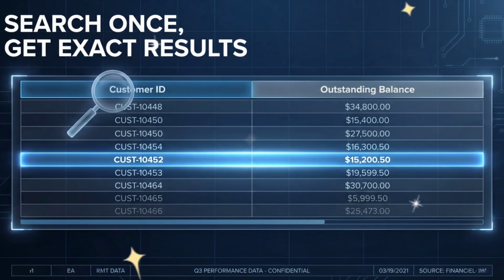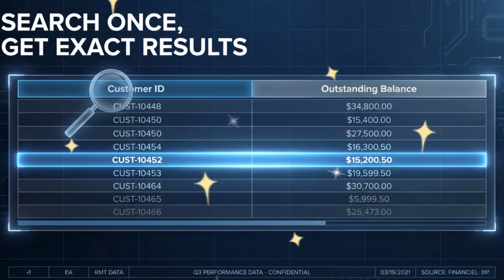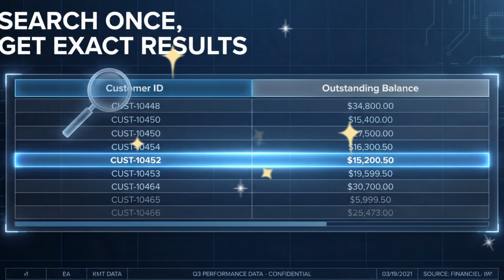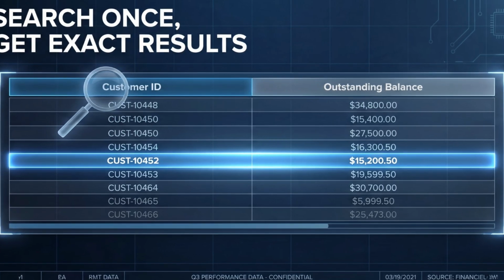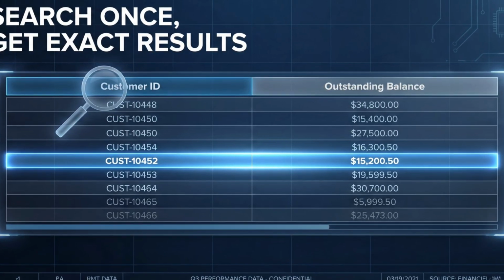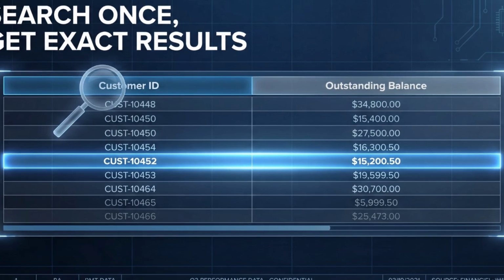XLOOKUP searches for a value in one column and returns the matching result from another column. It's perfect for finance work, customer balances, invoice dates, payment terms, product prices, or account codes. If you know what you're looking for, XLOOKUP finds it instantly.